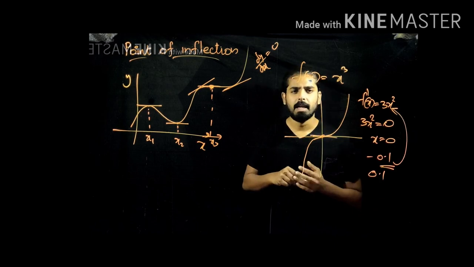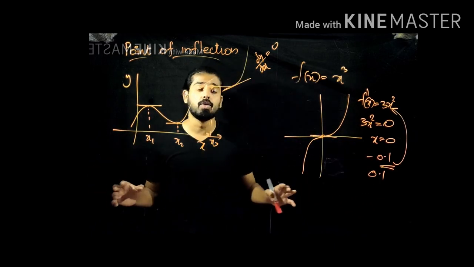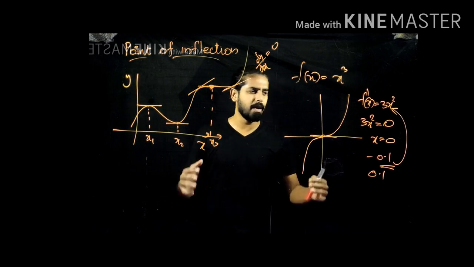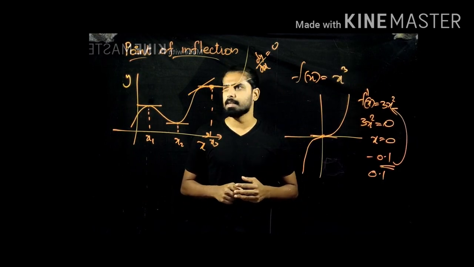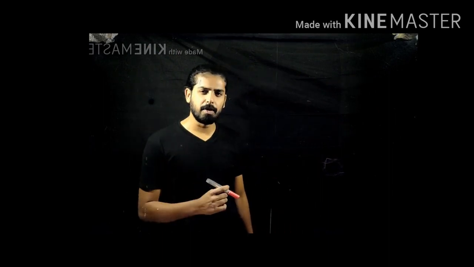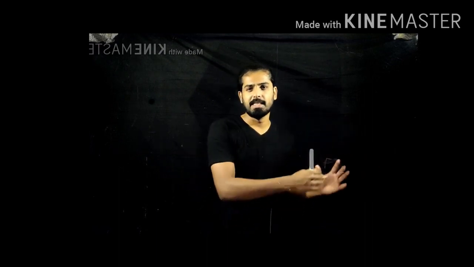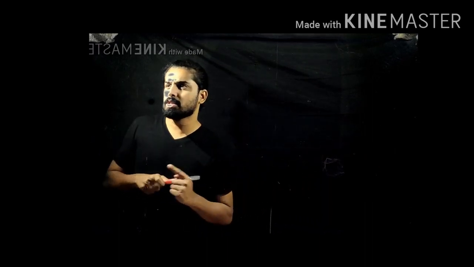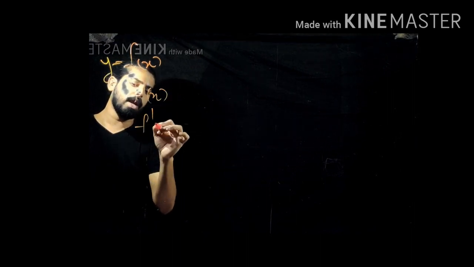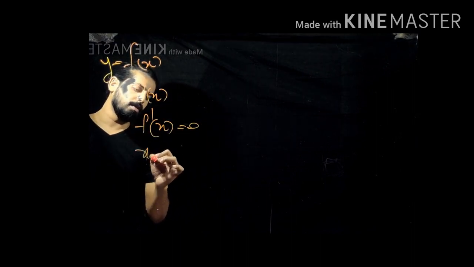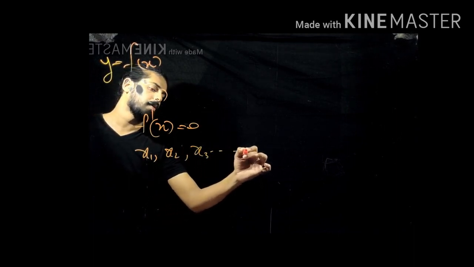Now let us conclude what we have learned in today's class. In today's class we discussed local maxima, local minima, point of inflection, and how we find these points with the first derivative test. Let's see the working rule. First, write the function in the form y equal to f of x. Then differentiate it, find f dash of x, equate it with 0, and solve to find the points of local maxima, local minima, and points of inflection.